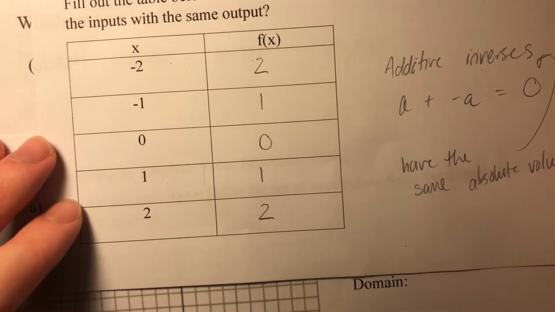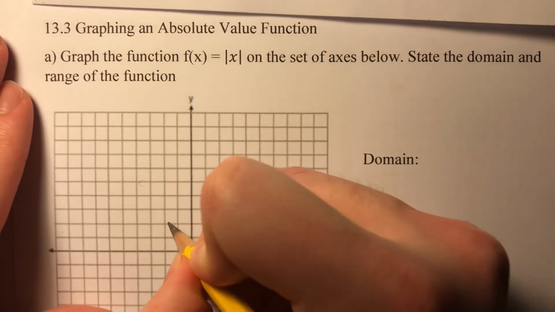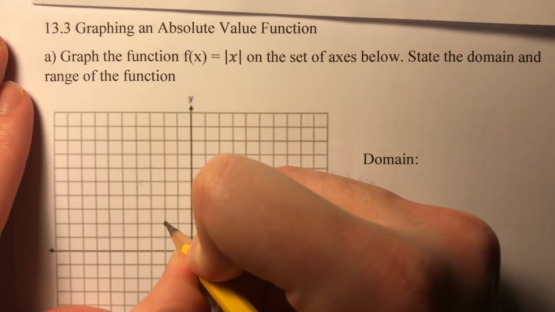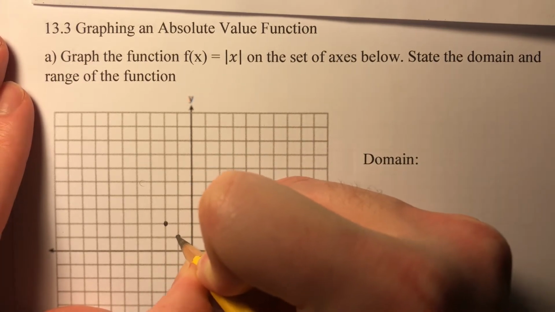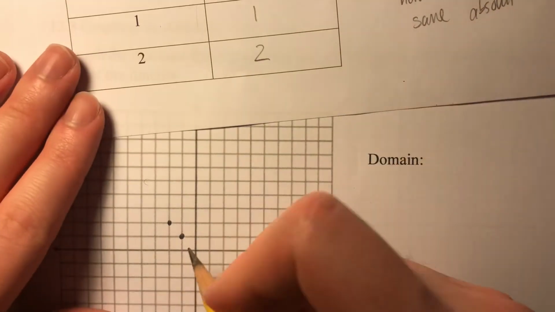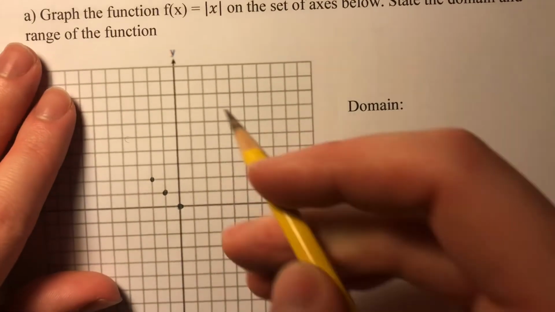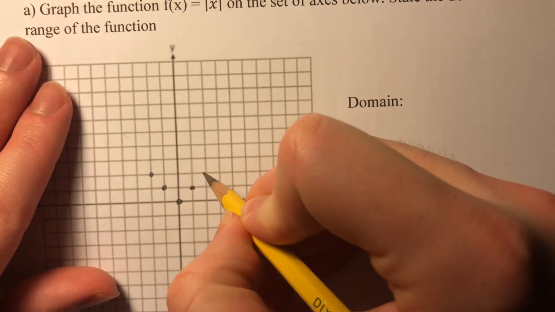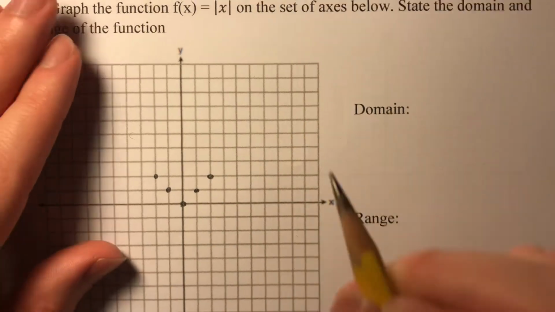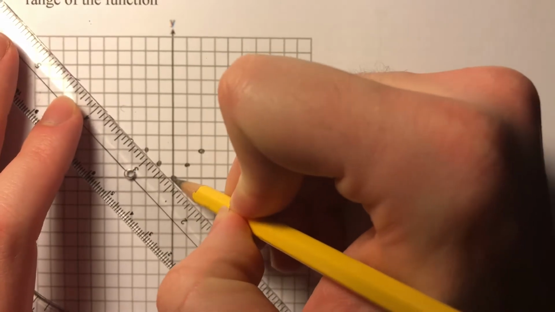So I've got the coordinates -2, 2, -1, 1. I see the coordinate 0, 0 here, 1, 1, and 2, 2. So I'm going to connect my dots here.